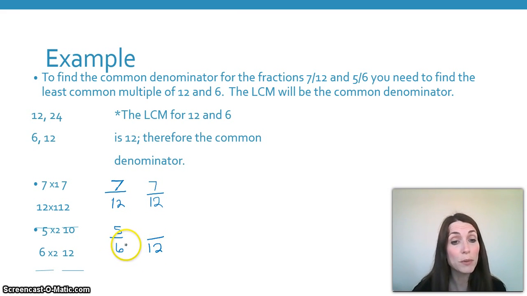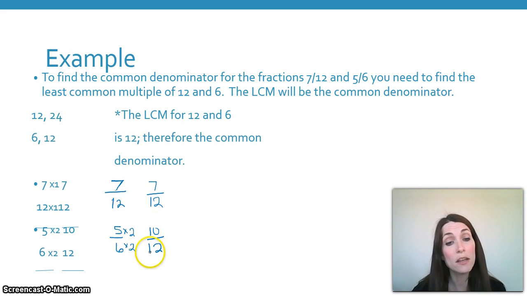And we do that through multiplication. We have to multiply the 6 times 2 to get 12. Well, there's a rule when you're working with fractions. Anything you do to the denominator, to the bottom part of the fraction, you must also do the same thing to the top part of the fraction. So since I multiplied 6 times 2, I now have to multiply 5 times 2. 5 times 2 is 10.